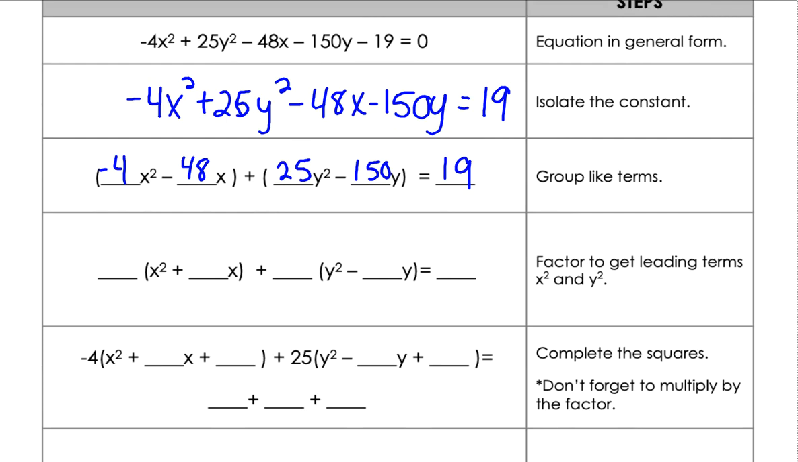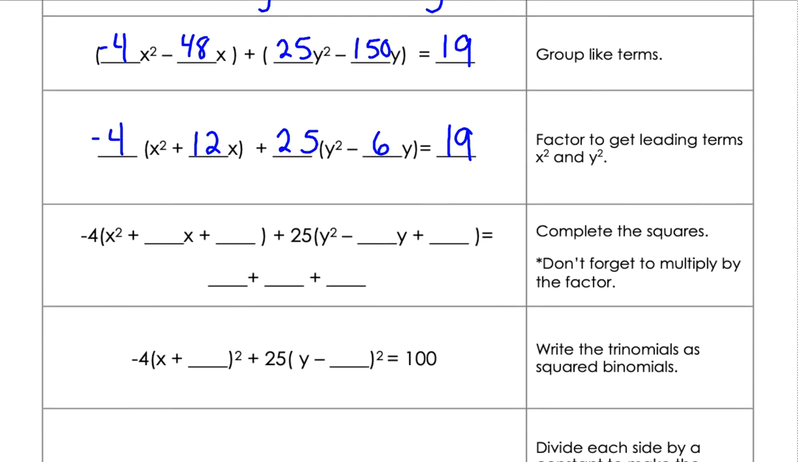In order to complete the square, I'm going to factor out that leading coefficient so that my leading term is now x squared. So if I divide by negative 4, I'd be left with x squared plus 12x. And if I divide out the 25 from the y terms, I would be left with y squared minus 6y. So really just rearranging here, not simplifying really yet at all.